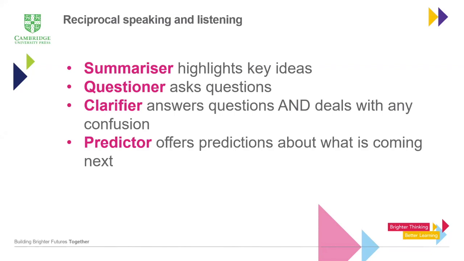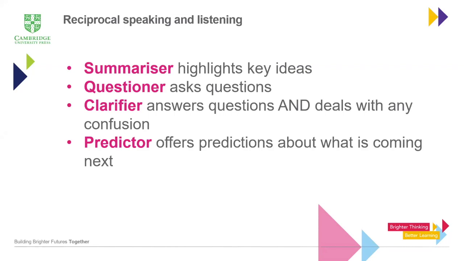So let me just backtrack. First of all, we put our students into groups of 4. Each person in the group takes on a role. One is the summarizer, one's the questioner, one's the clarifier, and one's the predictor.